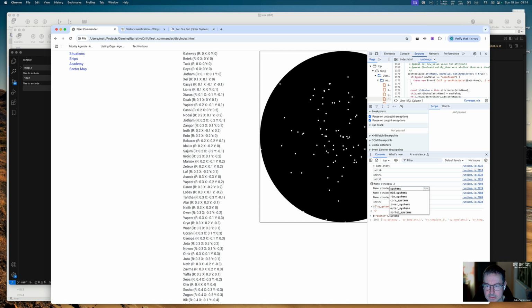sector.systems, refs, map from system to its spectral class, and you can see we've got a whole bunch of spectral classes, so that's been assigned properly.